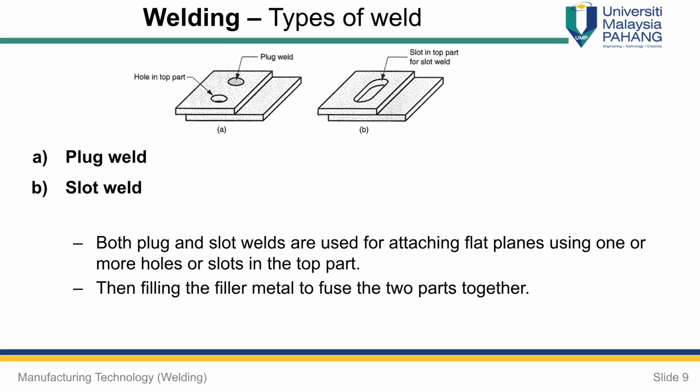Plug and slot welds are used to attach flat planes using holes or slots in the top part. The process involves filling the opening with filler metal to fuse the two parts together.